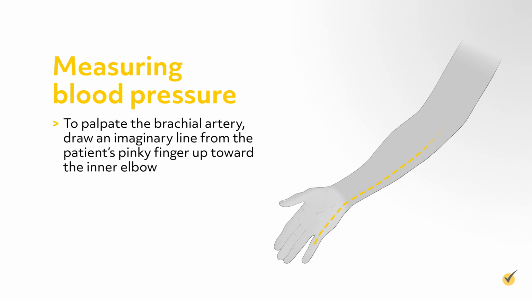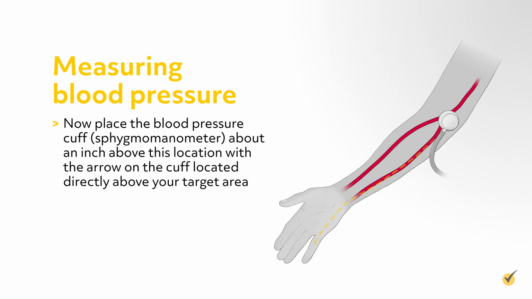To palpate the brachial artery, draw an imaginary line from the patient's pinky finger up toward the inner elbow. This is where you will place your stethoscope. Now place the blood pressure cuff, sphygmomanometer, about an inch above this location with the arrow on the cuff located directly above your target area.